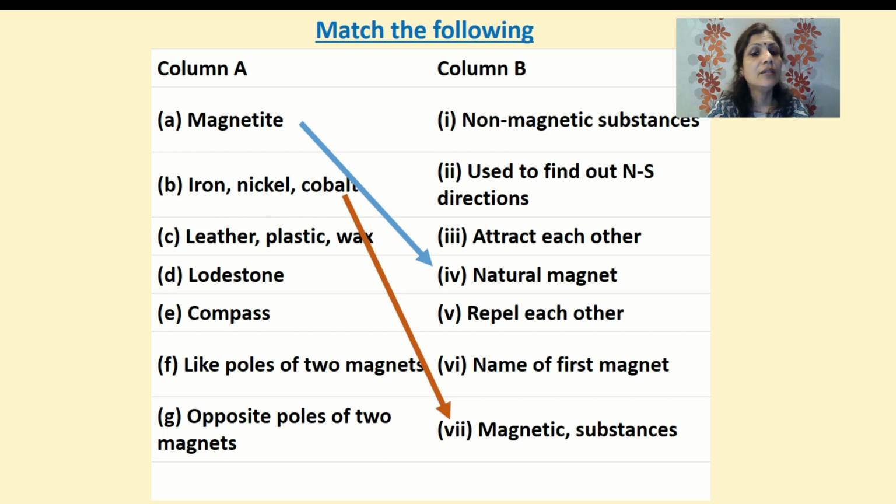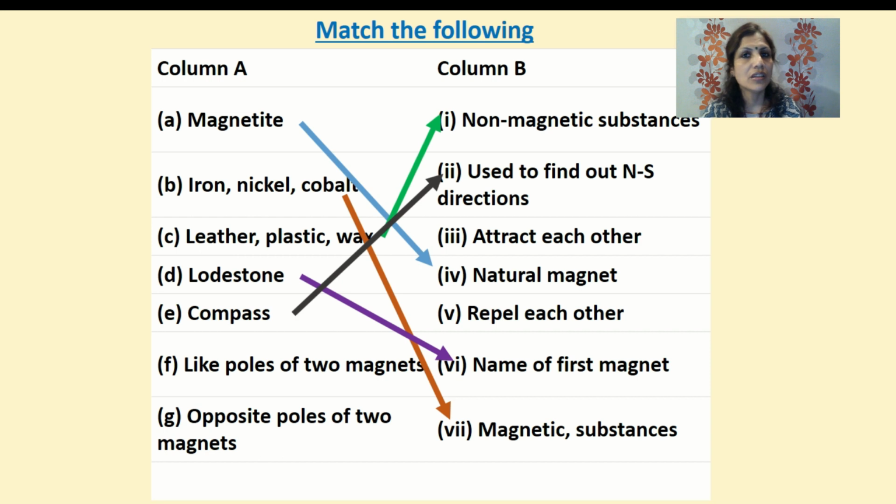These are the magnetic substances. Then leather, plastic and wax, these are non-magnetic substances. Then the lodestone, it is the name of the first magnet. Alright. Then compass, what is it? It is used to find out the north-south directions. Then like poles of two magnets repel each other, and opposite poles of the two magnets attract each other.